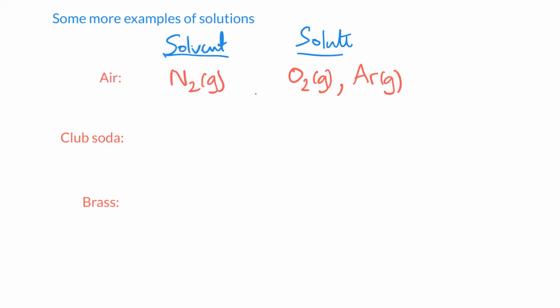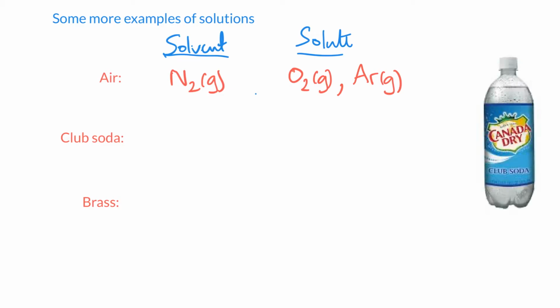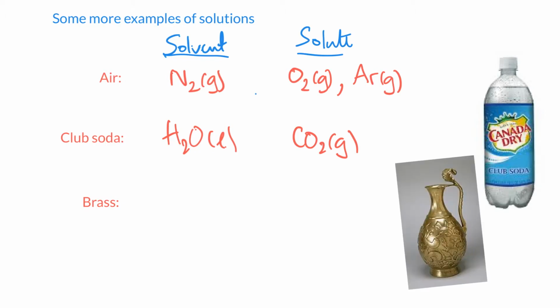Wow, that's really cool. If we look at club soda, if you're not sure what club soda is, here's a picture. Club soda is also a solution, and water is the solvent, and the solute here is actually carbon dioxide. That's what gives it that tasty fizz that you can mix with whatever you prefer to mix with it, I suppose. And our last example of a solution is something like brass, which is about 2/3 copper, 1/3 zinc.